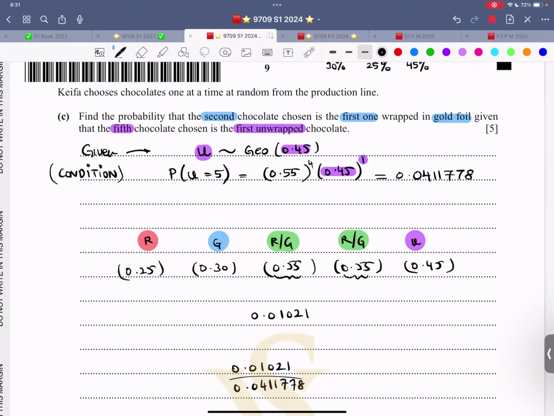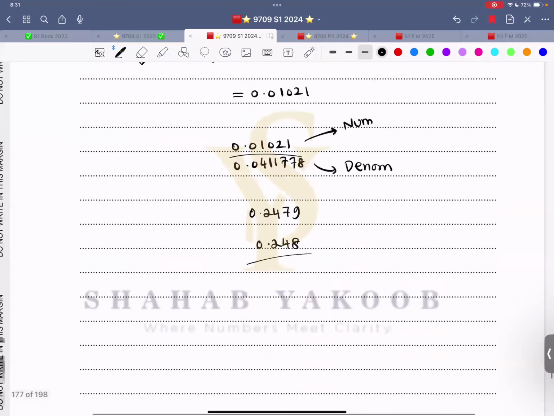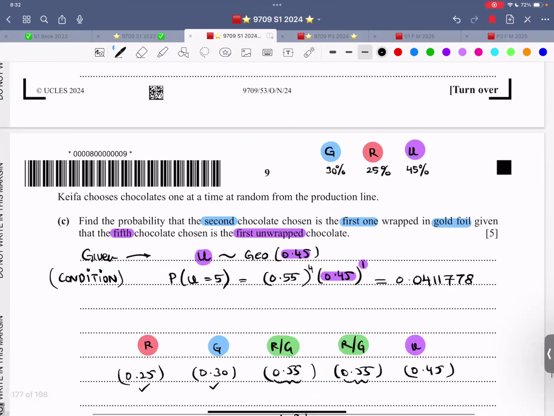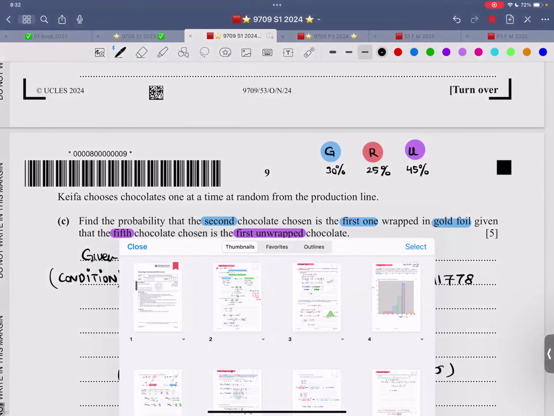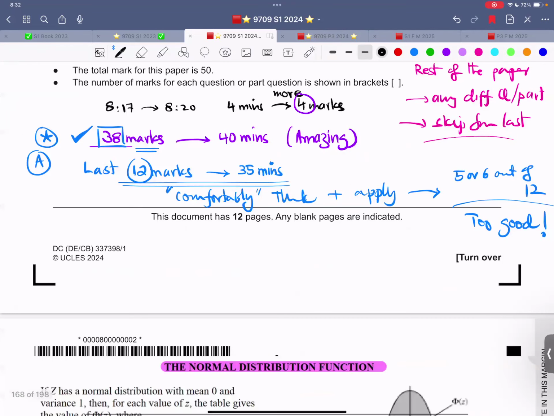So the sum of the probability is this thing: 25% plus 30% is this. And now this answer is this much. That is the numerator. This is the denominator. Conditional probability, divide. This comes out to be, to 3 significant figures, the answer 0.248. Now, if someone even misses this 5-mark question, who cares? No one cares, because you have already worked very, very well.